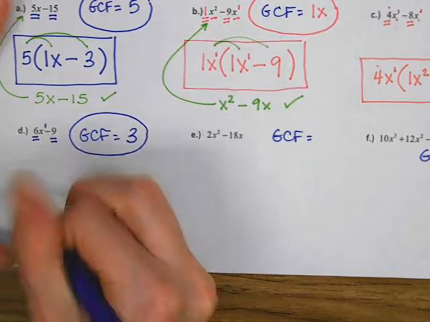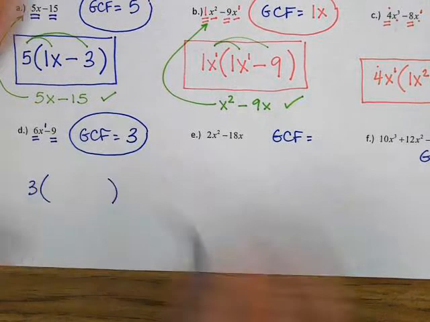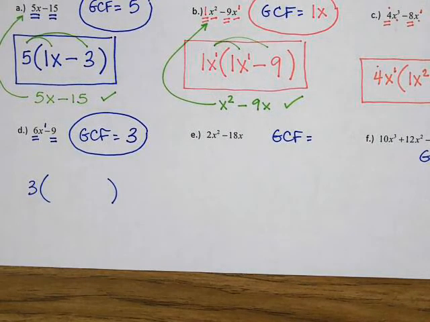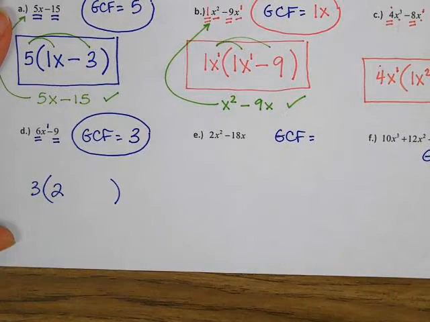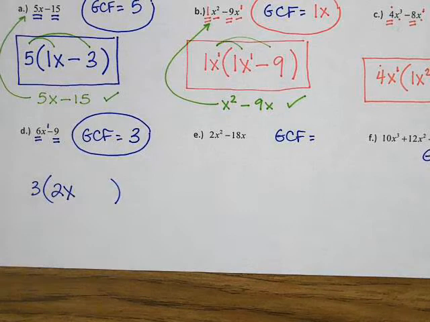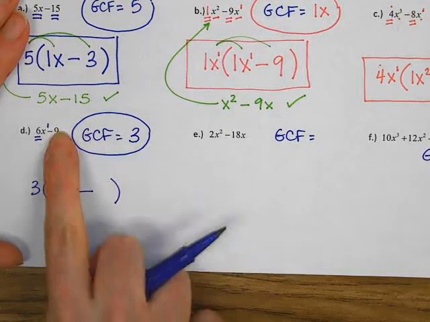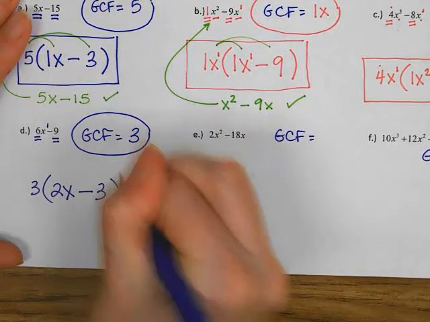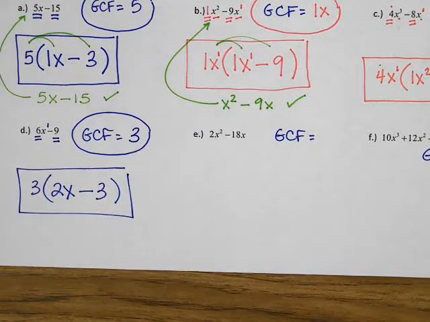All right, let's do it. Draw the 3, draw a parenthesis, and divide everything by 3. So 6 divided by 3 is 2, and we still have an x there, minus 9 divided by 3 is 3. So that is all you can do.